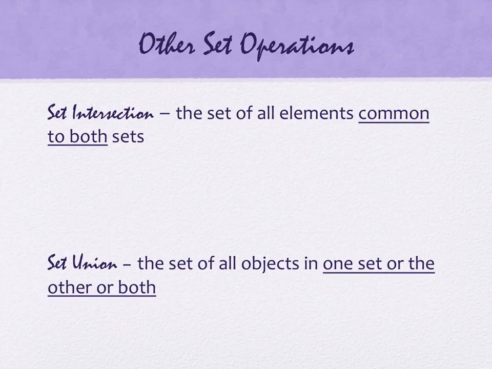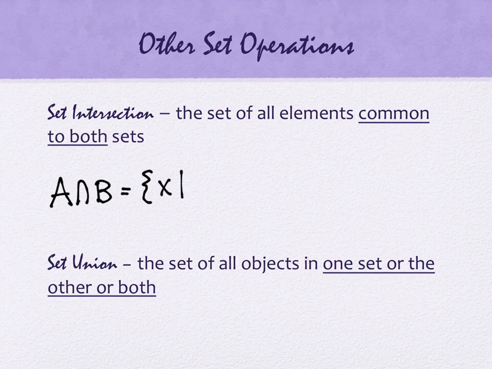The first one we're going to look at is set intersection. The set intersection is the set of elements that are common to both sets. I'm going to write out what that looks like notationally, and then describe what it looks like in context. The notation is an upside down U. It kind of looks like a lowercase n, without the stick part on the side. And we write that with our set builder notation: the set of all x such that x is in A and x is in B.